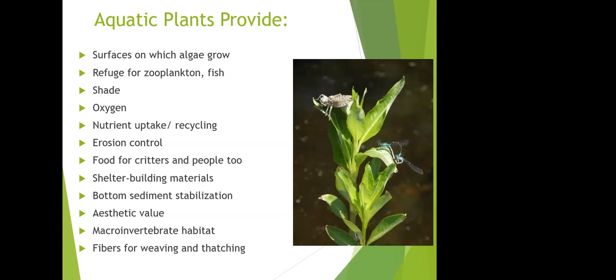Some of our plants also provide shade. If you think about looking out at the lake in the summer and you see the lily pads that are out there, those actually act like little umbrellas and they provide shade to the water column. Our aquatic plants produce a lot of oxygen, which is really important for aquatic life.